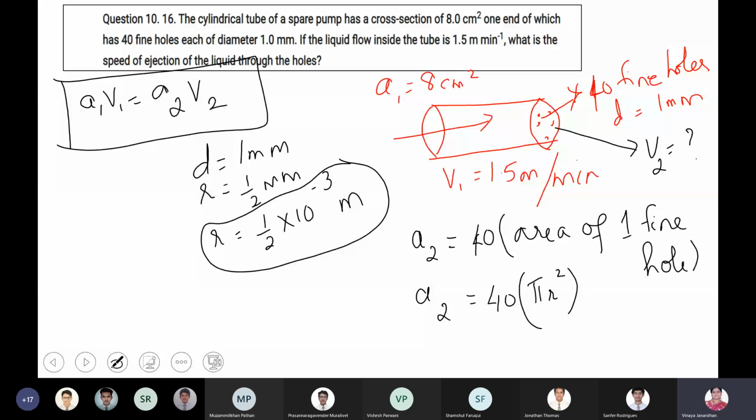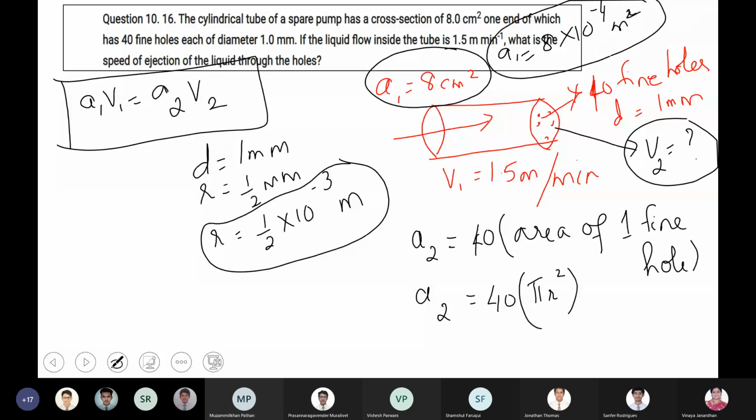You need not calculate A2. The question is, what is V2? So you can substitute. If you keep calculating, you are wasting your time. A1 is given as 8 centimeters squared. Centimeters squared should be converted to meters squared. So A1 becomes equal to 8 into 10 to the power of minus 4 meters squared. Now calculate V2.